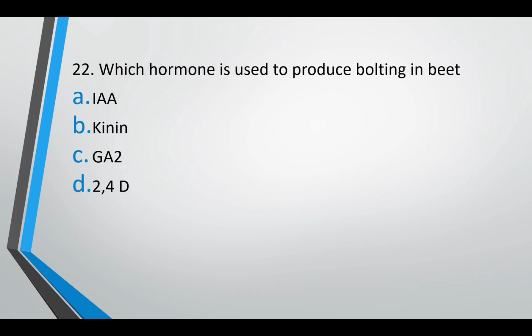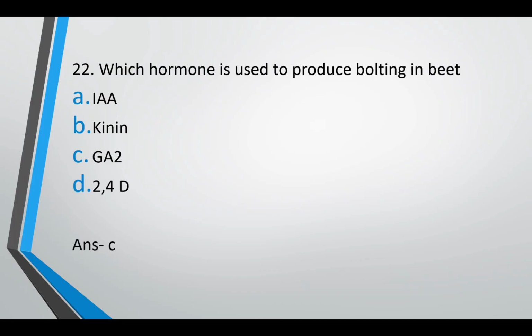Which hormone is used to produce bolting in beet? IAA, kinin, GA2 or 2,4-D. The correct answer is option C, that is gibberellic acid.